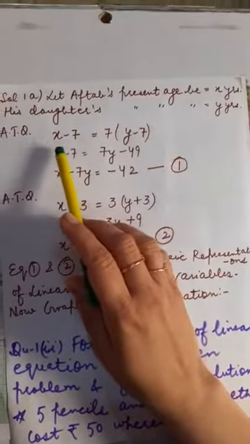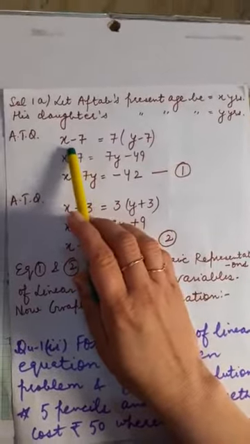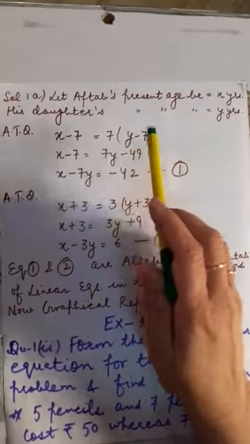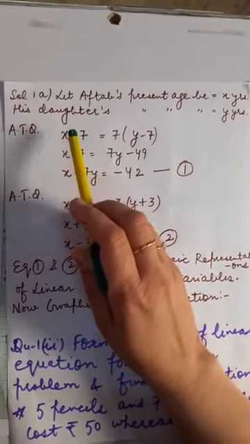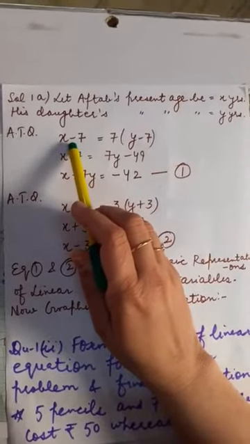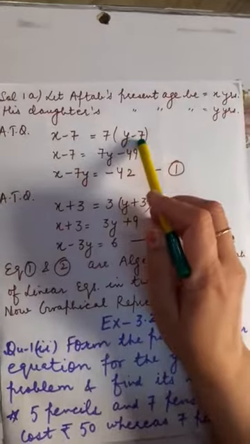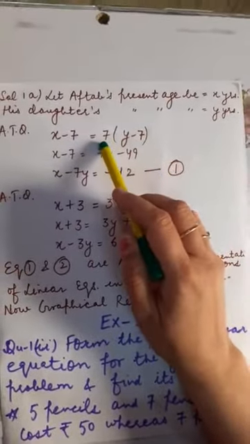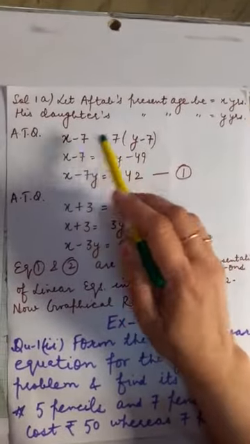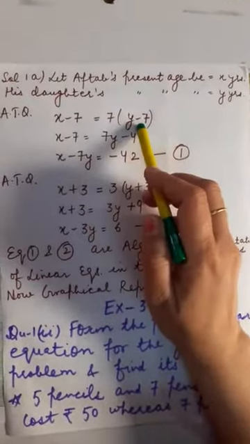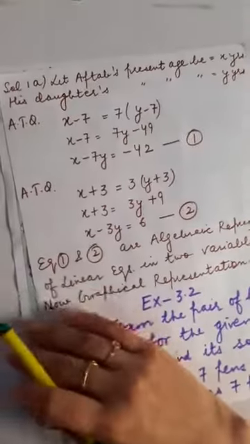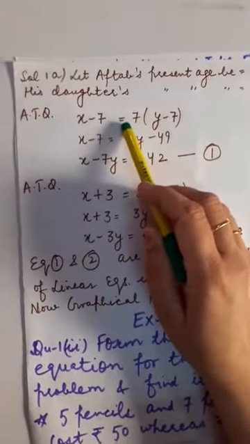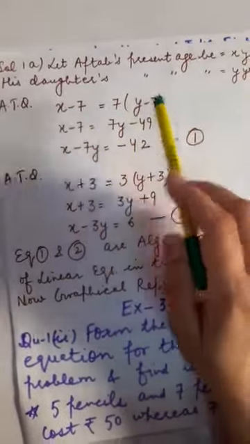What is said in the question? 7 years ago, Aftab's age, this is x minus 7. This is his daughter's age, that is y minus 7. Aftab was saying to his daughter that he was 7 times his daughter's age. So if I multiply his daughter's age by 7, the ages of both father as well as the daughter will become the same. Because I am going to form an equation, definitely a sign of equal to is required. Now I am just going to solve this equation.